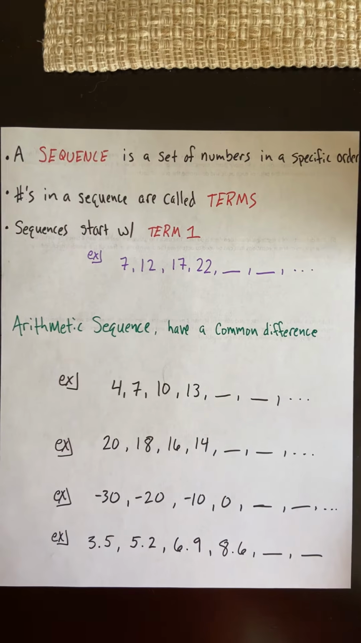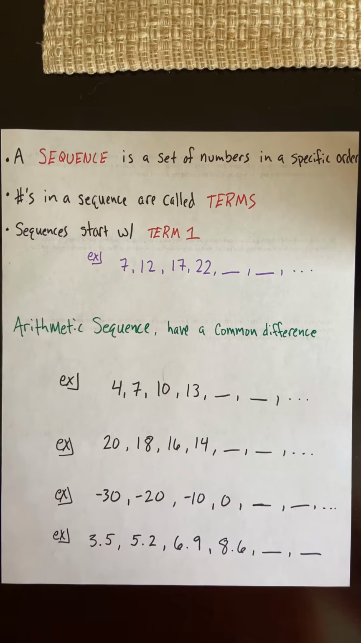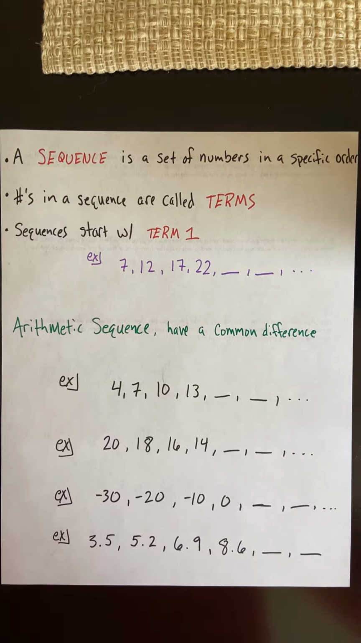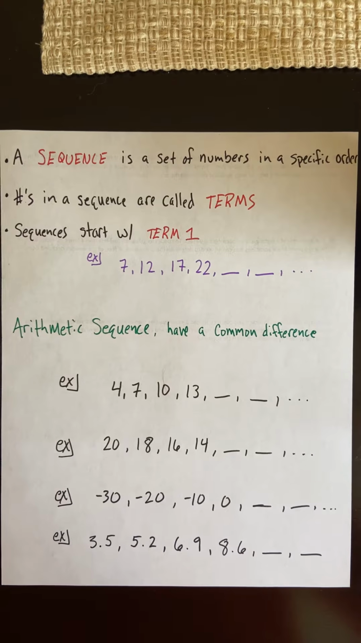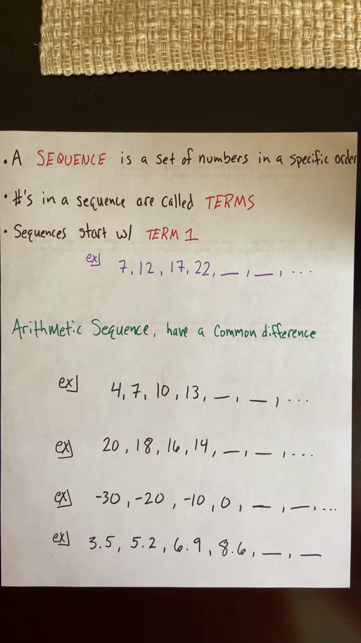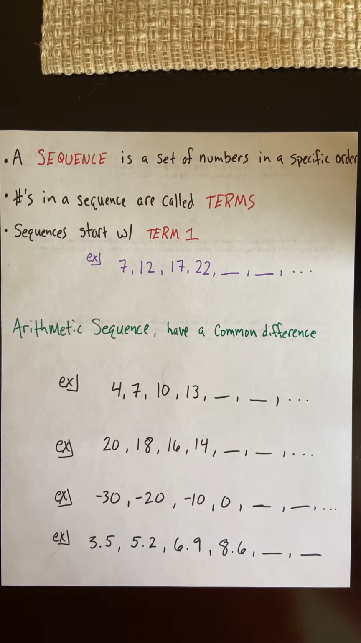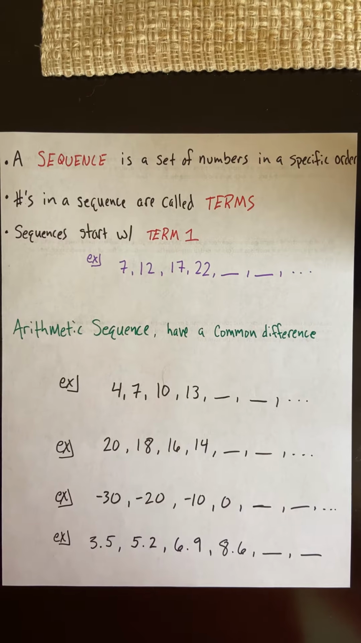So the chapter is called sequences. So what does it mean to be a sequence? Our first definition is that a sequence is just a set of numbers that are in a specific order. So we're looking at different number patterns. It's an arrangement of numbers that are arranged specifically in an order for a reason, okay? The numbers in a sequence are referred to as terms, okay?